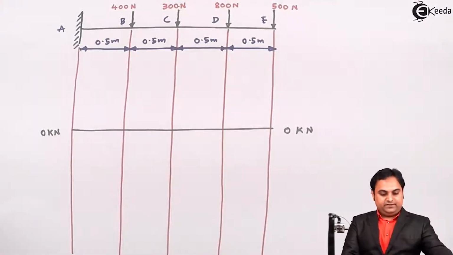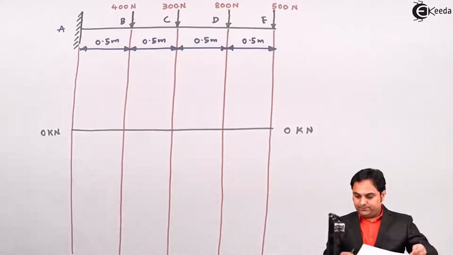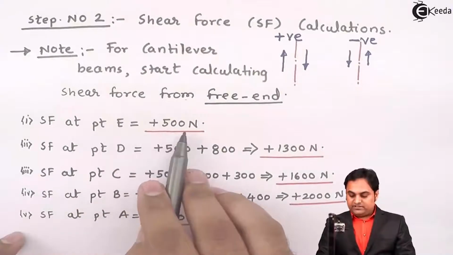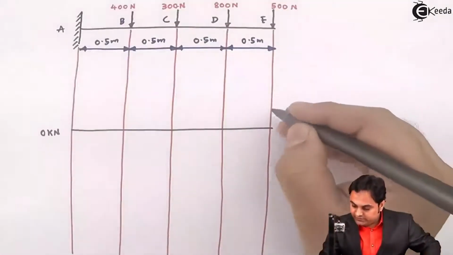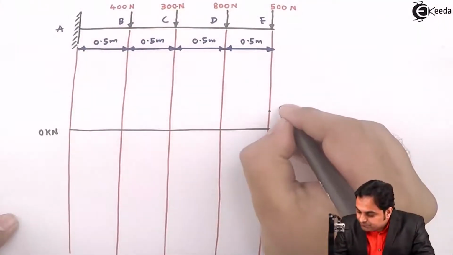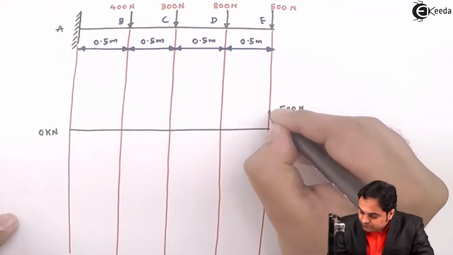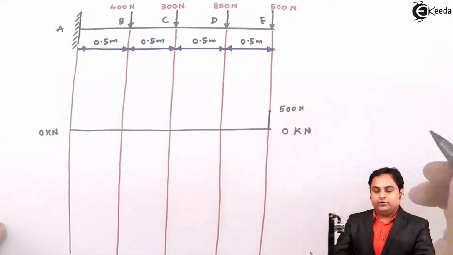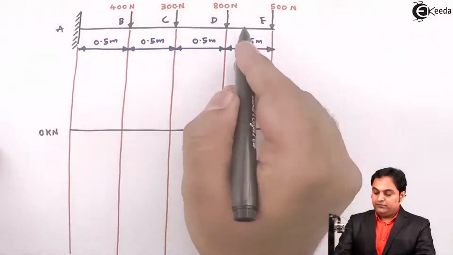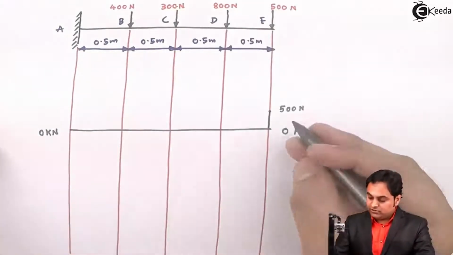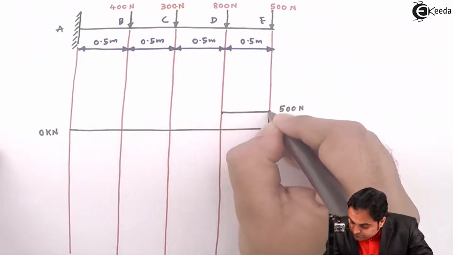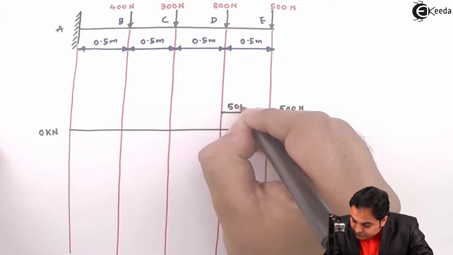This horizontal line indicates zero shear force, that is 0 kilonewton value. If I see step number second, which we had solved here, shear force at point E is plus 500 Newton. So at E, I'll plot the value plus 500 Newton. Now this 500 Newton will go up to point D, or we can say to the right of D. So between E to D, as there are no forces, the shear force value will be constant. It will remain 500 Newton.